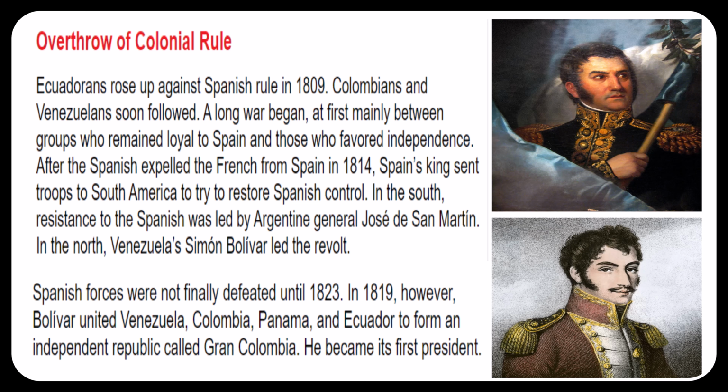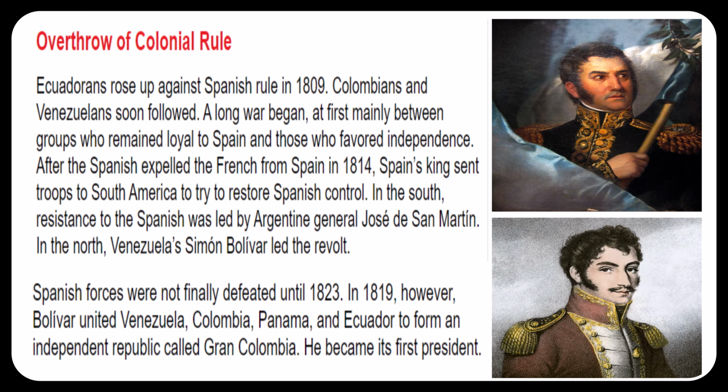Overthrow of colonial rule. Ecuadorians rose up against Spanish rule in 1809. Colombians and Venezuelans soon followed. A long war began, at first mainly between groups who remained loyal to Spain and those who favored independence. After the Spanish expelled the French from Spain in 1814, Spain's king sent troops to South America to try to restore Spanish control. In the south, resistance to the Spanish was led by Argentine general José de San Martín. In the north, Venezuela's Simón Bolívar led the revolt.